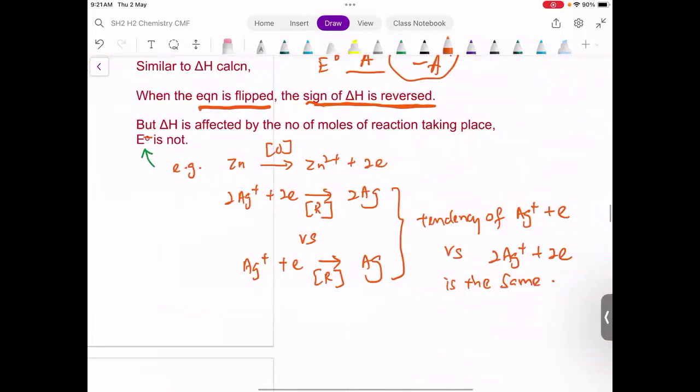It's like a POE, position of equilibrium. Yeah. So if I multiply the whole process by 2, the percentage of Ag plus converted to Ag is still the same as before. So that's why the E naught value is not affected.